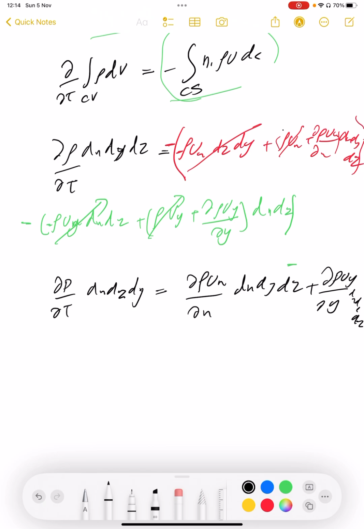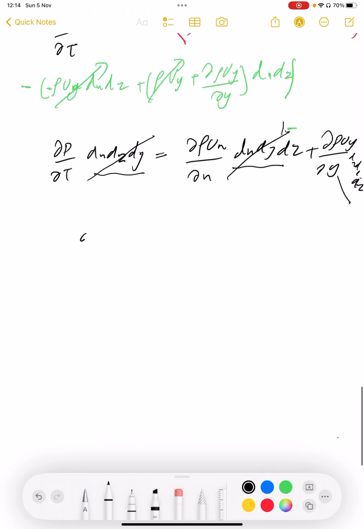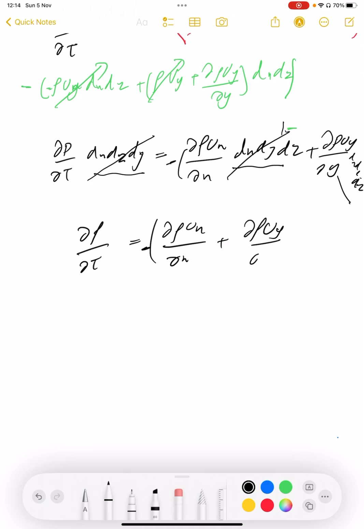This is quite interesting, right? I started by integrating over a control surface, but I have dx, dy, dz appearing here, which is like integration over the control volume that we have here, right? So I can literally cancel these things out, and I would end up with variation of density with time equal to variation of flux in x direction plus, there's a minus sign, let's not forget about that, flux in y direction.